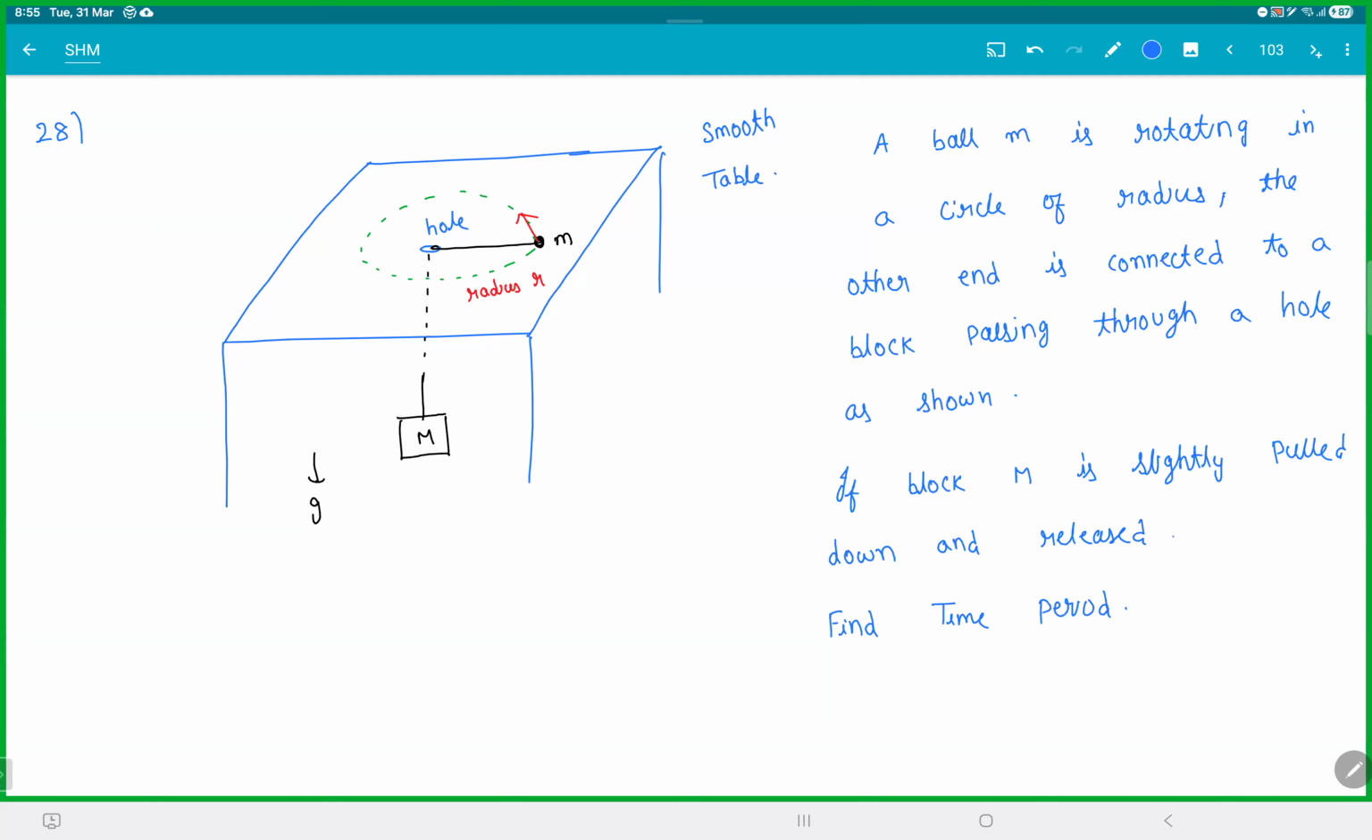I'll give an idea. So listen, when you pull the block down, the radius will decrease. Since the tension passes through the hole, the torque about the hole is zero. Therefore, angular momentum of the particle about the hole is conserved. So if you decrease the radius, speed will increase. If the speed increases, the centrifugal force mv square by r will increase. If the centrifugal force increases, the block will go up. But if the block goes up, radius will increase. If the radius increases, speed will decrease. If speed decreases, centrifugal force will decrease. The block will again come down. So this will just keep going back and forth. So you have to conserve angular momentum. That is the catch.